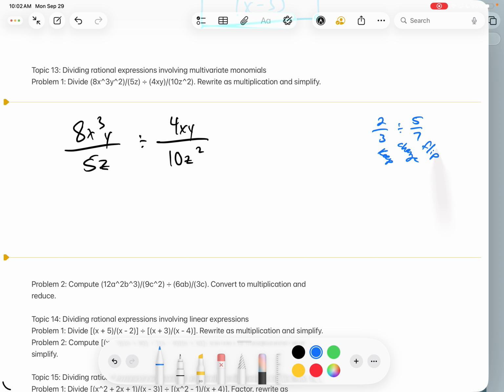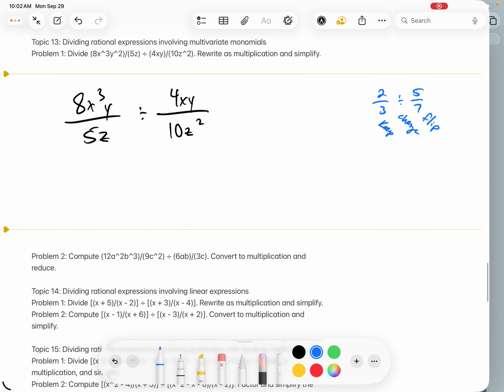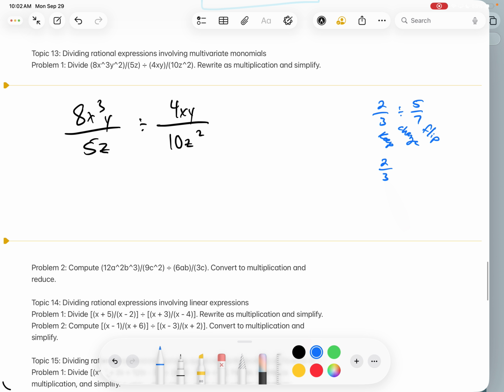Keep, change, flip. This is multiplying by the reciprocal. So you keep the first one like it is, you change the sign to multiplication, and you flip the last one. When you divide by a fraction, you multiply by the reciprocal. So we are going to flip the second one. And then you do the same thing as what you would do, 14/15.